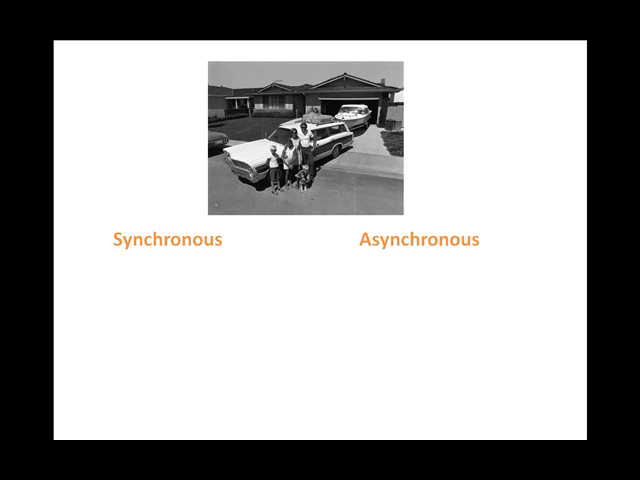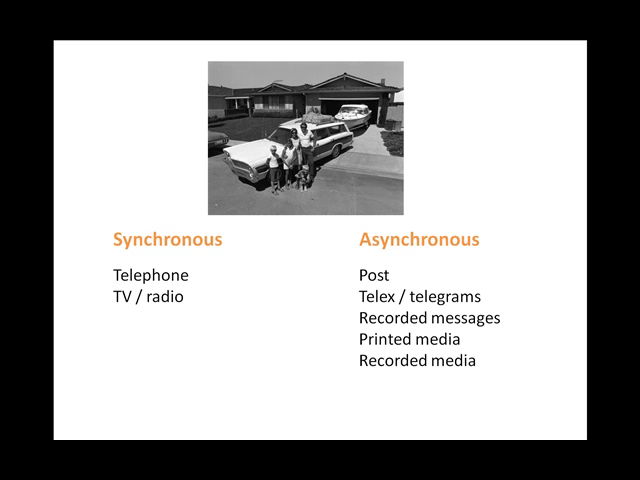Moving forward to the options available post-war through to the 1980s, technology made possible a wide variety of new communication methods. Synchronously, we can now talk with each other at a distance using the telephone and receive broadcast transmissions on our televisions and radios. Asynchronously, we had the post, telex and telegrams, the ability to leave recorded phone messages on tape, books, magazines, newspapers and other printed media, as well as a variety of new recorded media, including vinyl records, tapes and CDs.